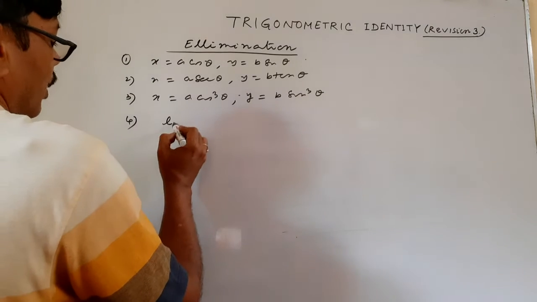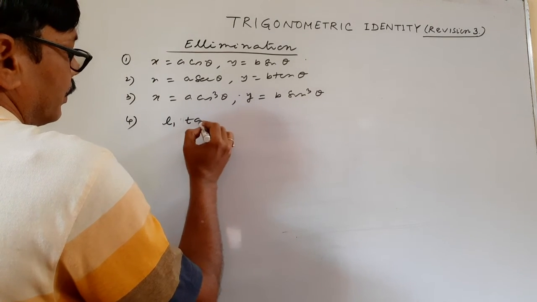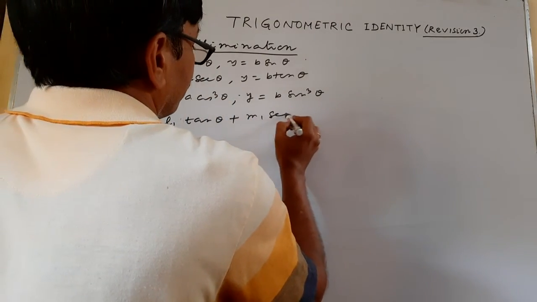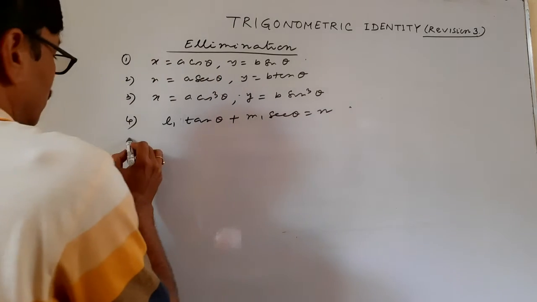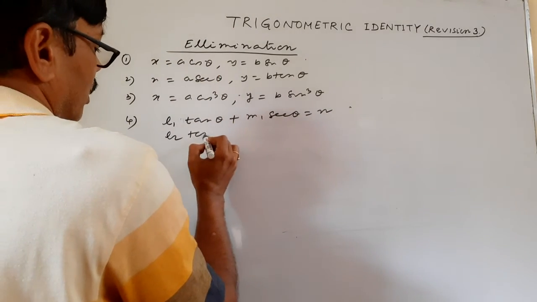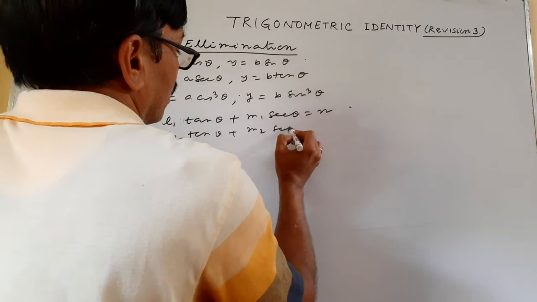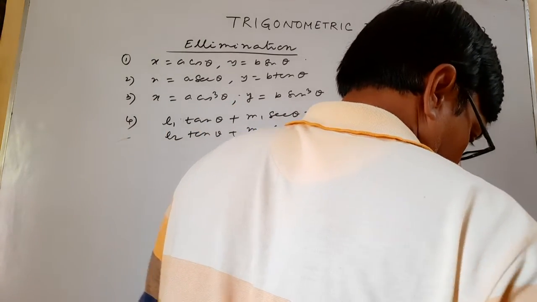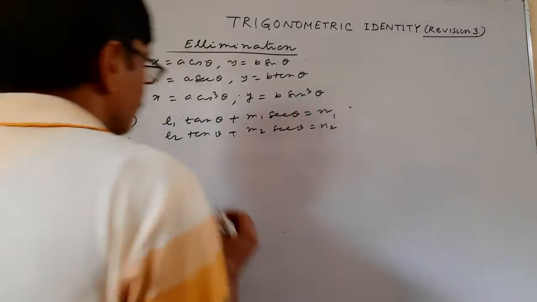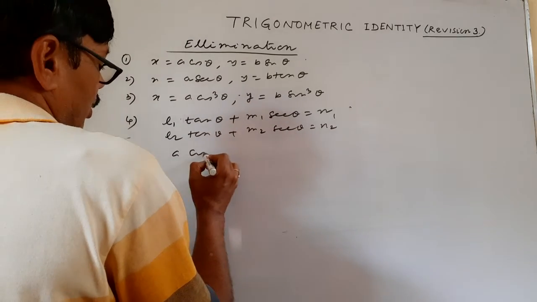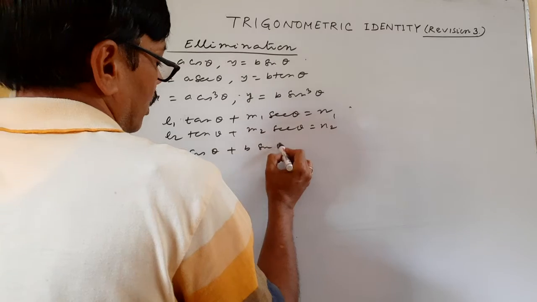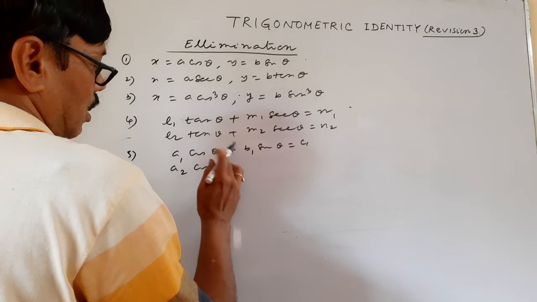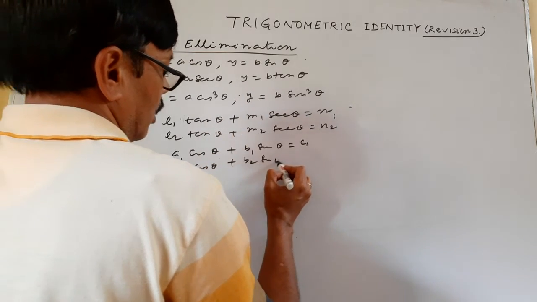l1 tan theta plus m1 sec theta equals n1, l2 tan theta plus m2 sec theta equals n2. a1 cos theta plus b1 sin theta equals c1, a2 cos theta plus b2 sin theta equals c2.